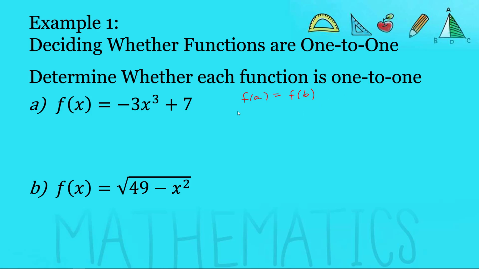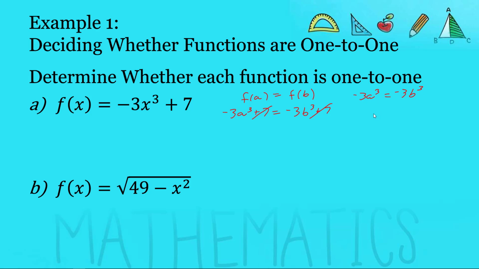Well, that means that negative 3a cubed plus 7 is going to be equal to negative 3b cubed plus 7. This is f of a, this is f of b. Well, notice what are some things that we can do? We have a plus 7 here, a plus 7 there. If we simplify, these will cancel. And that leaves me with negative 3a cubed is equal to negative 3b cubed.